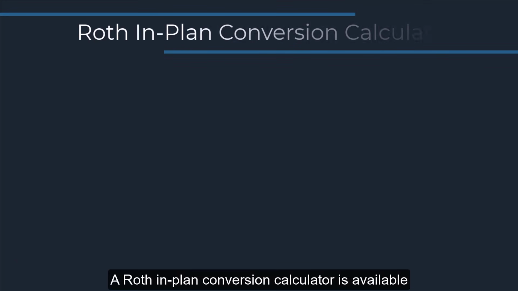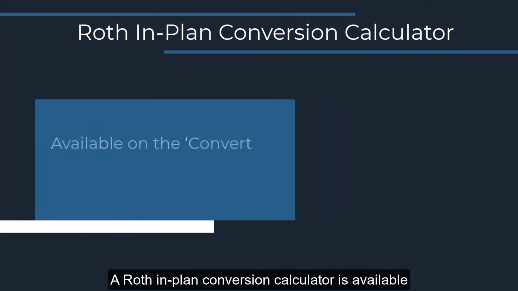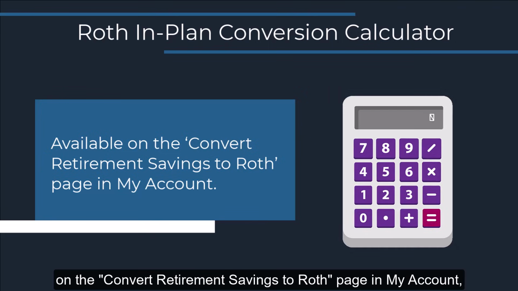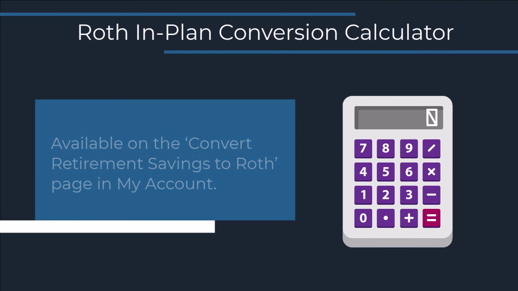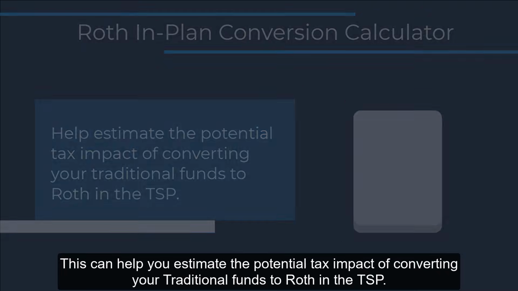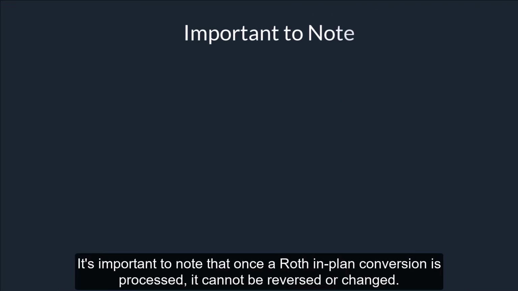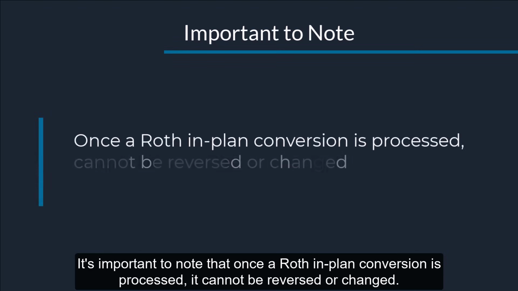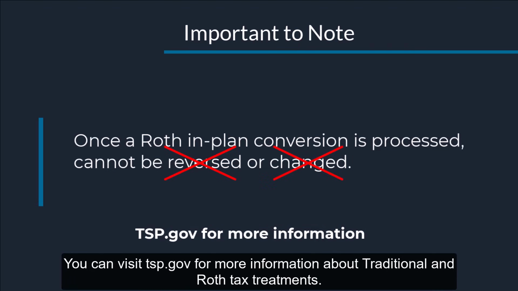A Roth in-plan conversion calculator is available on the Convert Retirement Savings to Roth page in My Account. This can help you estimate the potential tax impact of converting your traditional funds to Roth in the TSP. It's important to note that once a Roth in-plan conversion is processed, it cannot be reversed or changed. You can visit tsp.gov for more information about traditional and Roth tax treatments.